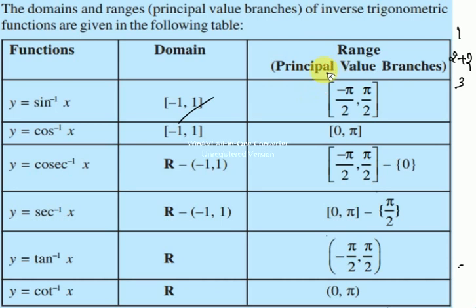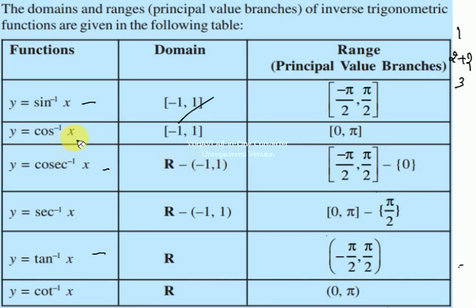But for ranges or principal branches, you need to separate sine inverse, tan inverse and cosec inverse, because basically they contain minus pi by 2 to pi by 2. For sine inverse it will be the closed interval minus pi by 2 to pi by 2, for tan inverse it is the open interval minus pi by 2 to pi by 2, and for cosec inverse it is the closed interval minus pi by 2 to pi by 2 minus the middle element. From minus pi by 2 to pi by 2 we have 0.